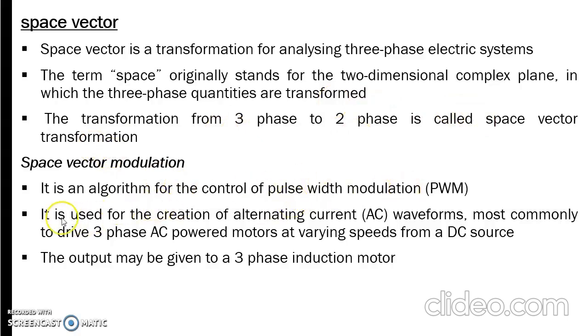You know, pulse width modulation is used for the creation of alternating current waveforms, most commonly to drive three-phase AC powered motors at varying speed from a DC source. The output is given to a three-phase induction motor. So we can effectively utilize the space vector concept in a PWM method to control the output voltage.